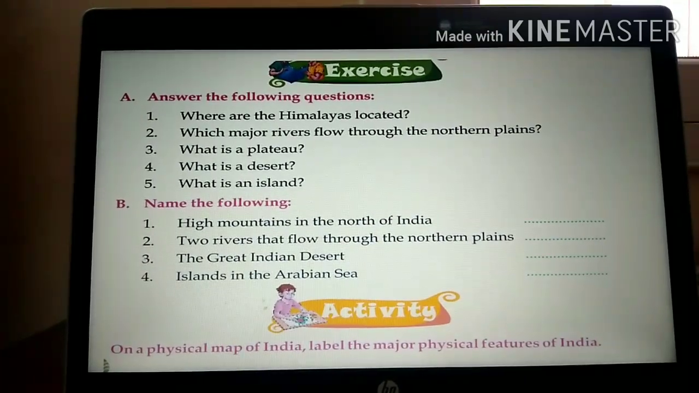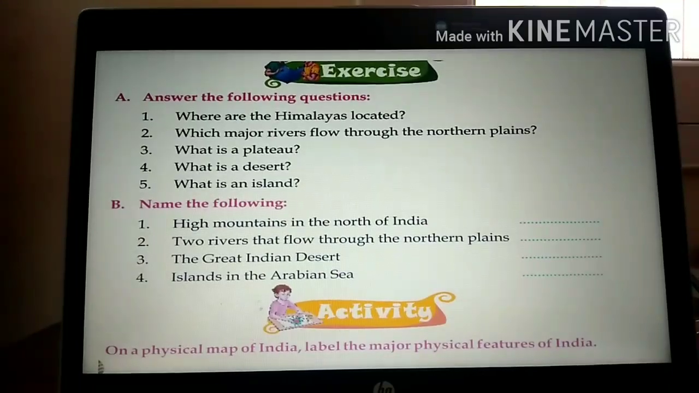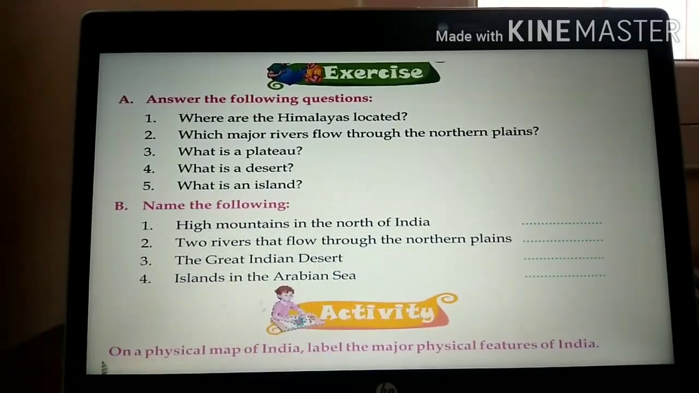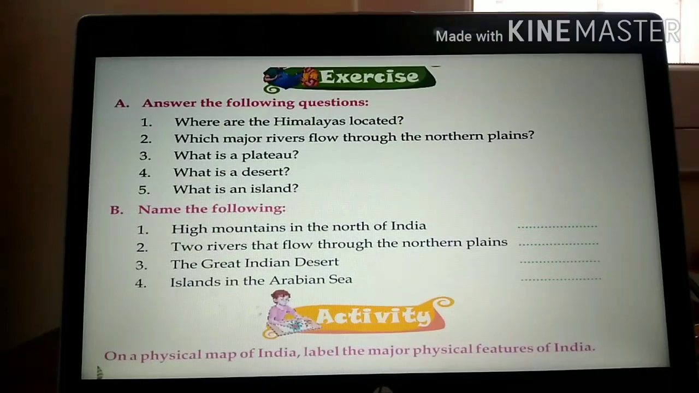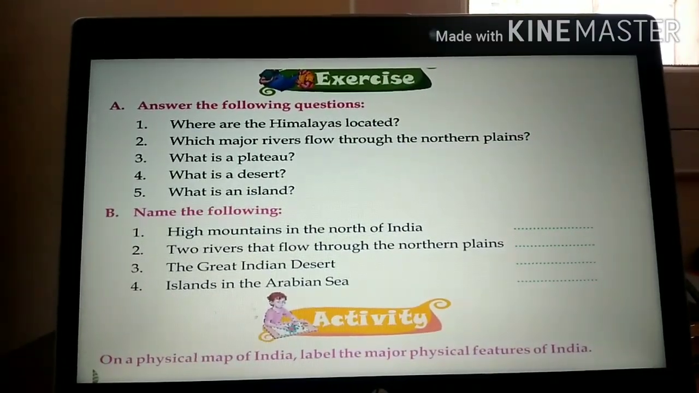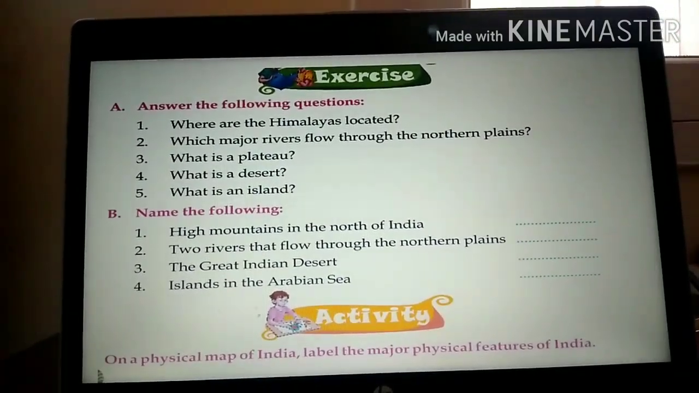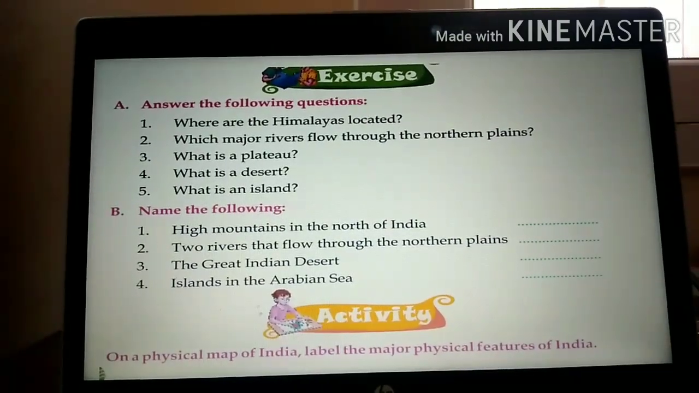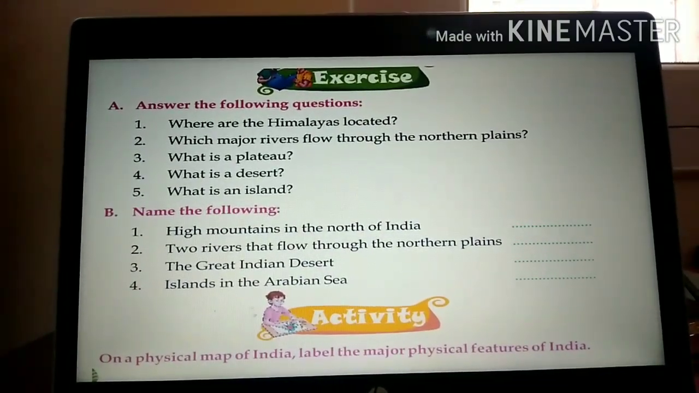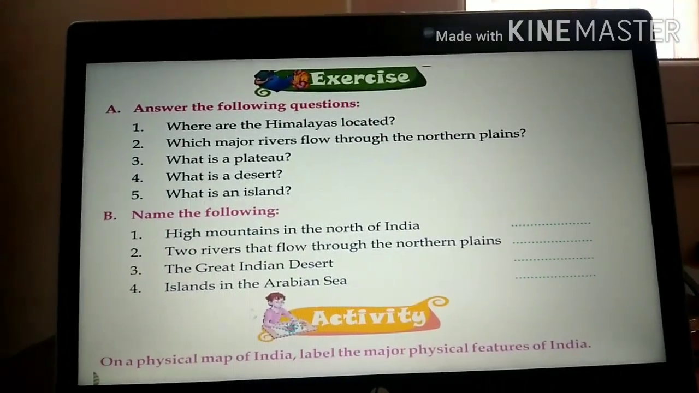Now let us do exercises. First we will do name the following. High mountains in the north of India. Yes, children. High mountains in the north of India are the Himalayas. Next, two rivers that flow through the northern plains are the Ganga and the Yamuna. The Great Indian Desert, the Thar Desert. Islands in the Arabian Sea, Bay of Bengal and Lakshadweep Islands. So children, all these answers are clear to you. I hope you can write these answers.